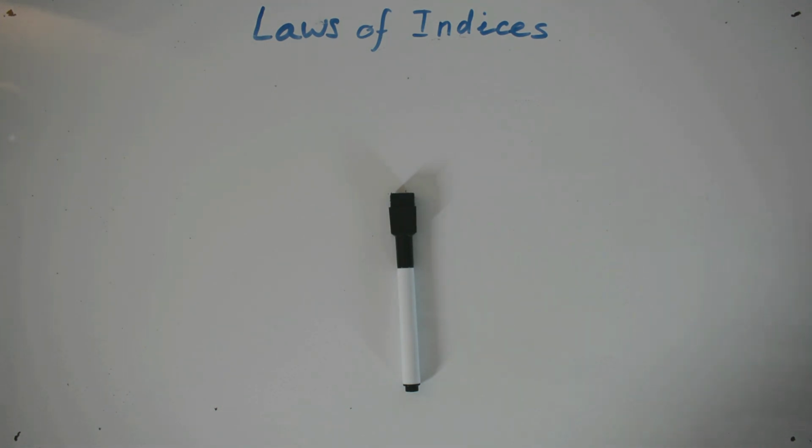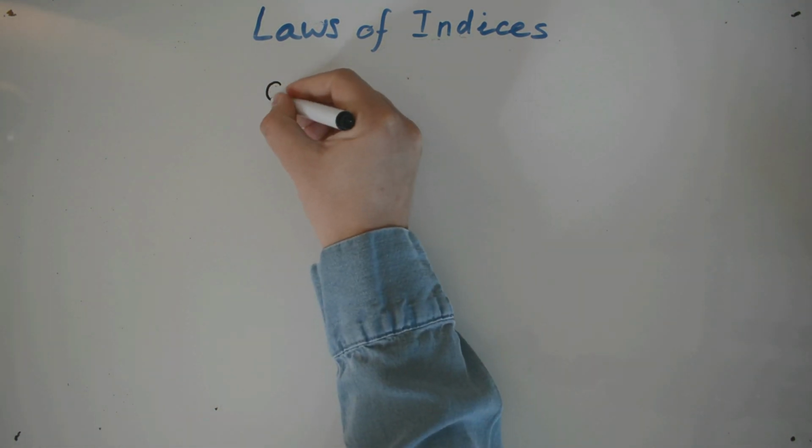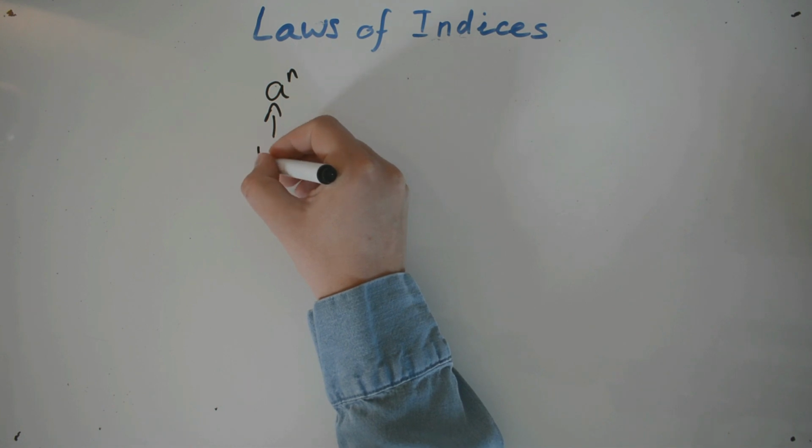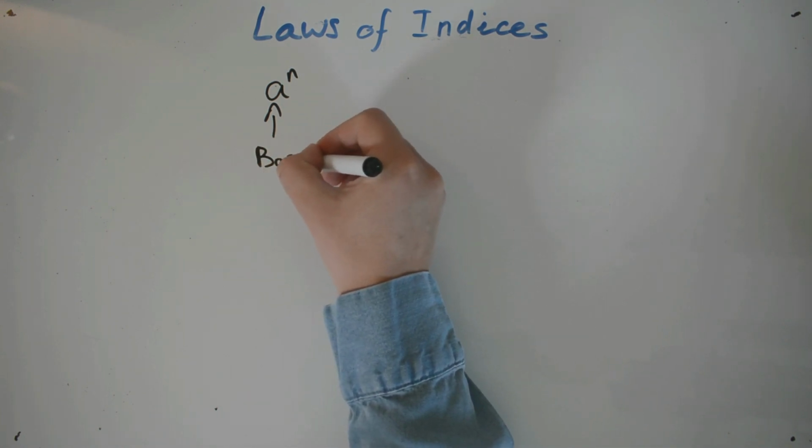Welcome. Today's video is about laws of indices, and we're going to discuss first the notation. So a to the power of n. A is known as a base and n is known as an index.